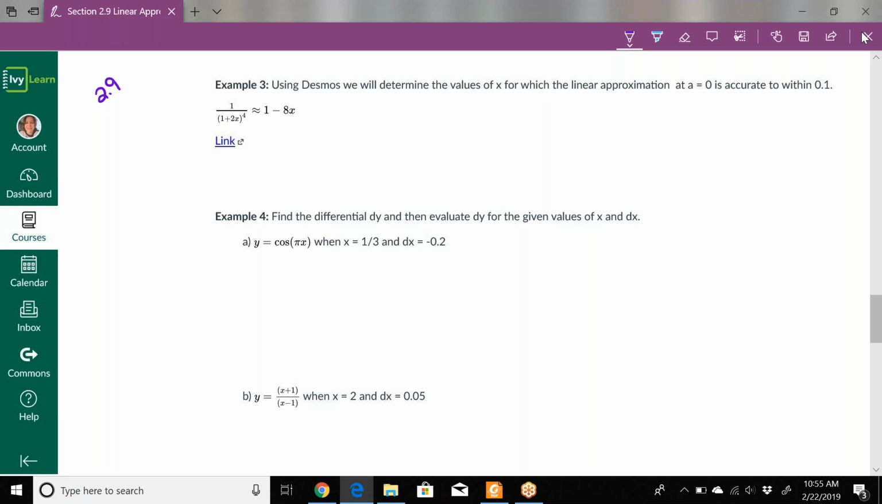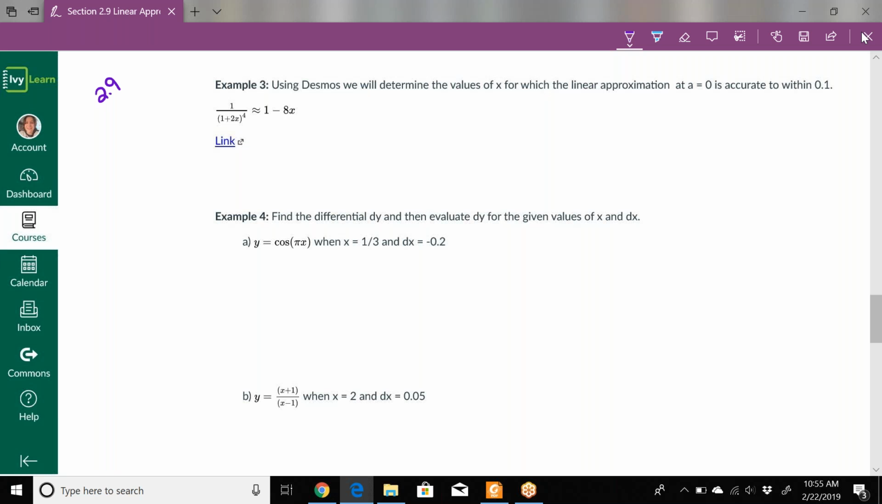Example 3 is not one we would ask you on a test, but it's a good visual of what we're really doing in these linear approximation sections, and how we talked about how it's really only good within a margin of error around a certain value. So we're going to show you on Desmos that we will determine the values of x that this estimation would actually be good for around a equals 0. We want to be accurate within 0.1. Depending on your accuracy rating, this will look slightly different in the neighborhood.